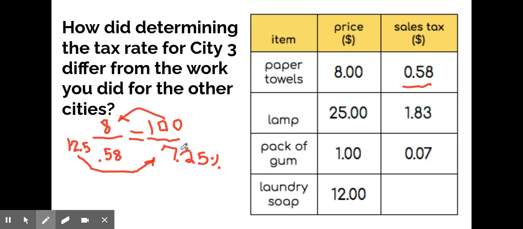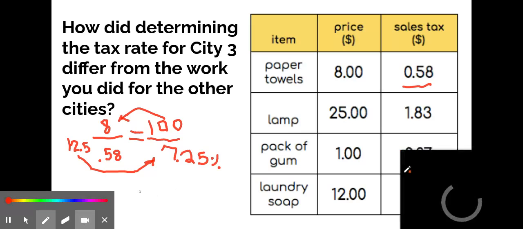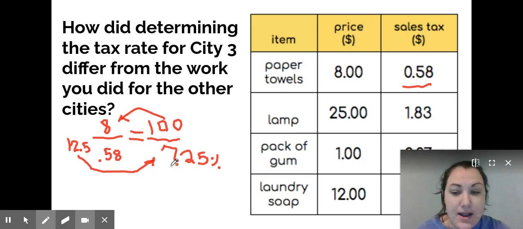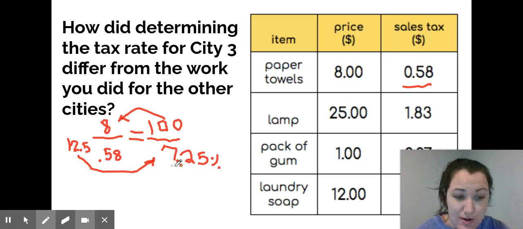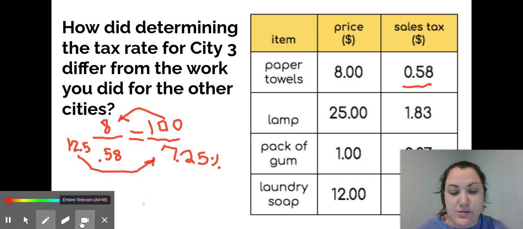That means the sales tax rate for this city was 7.25%. Some of you put 7% down, and although 7% would be a kind of correct answer, it's rounded. We're looking for the exact percentage. So we're looking for 7.25%.